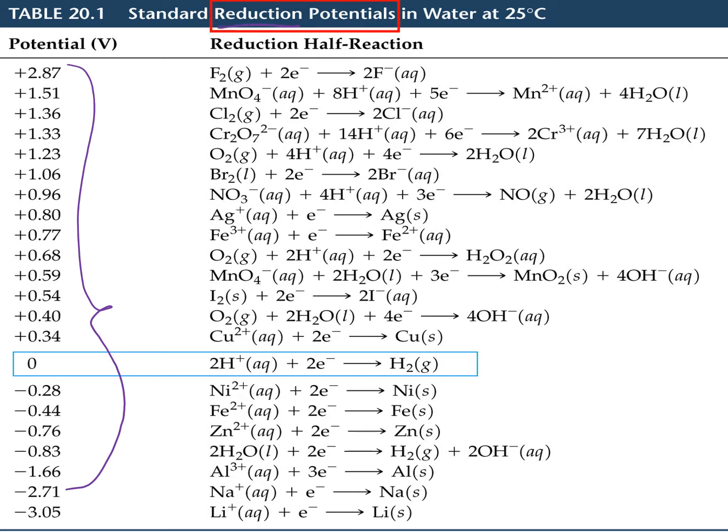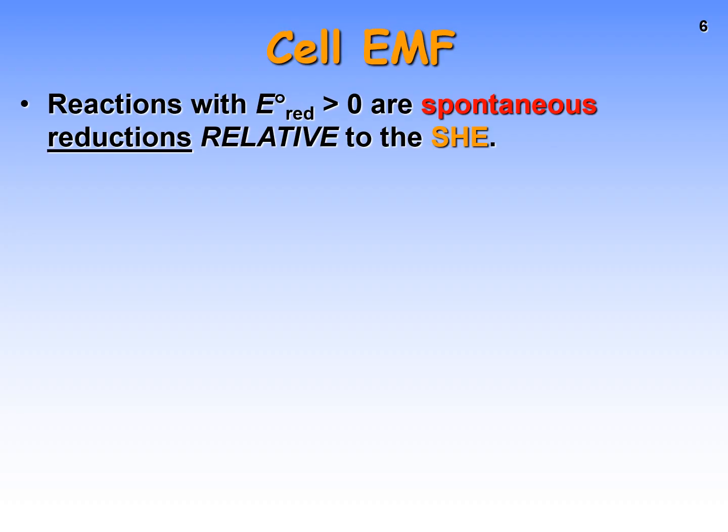All right, so let's continue on. Again, reduction is the key word here. These are all always going to be written as reductions, and it does not matter if you don't have this occurring as a reduction, you have it as an oxidation. We're still going to use this value when we plug into that equation. So one thing to think about is that anytime you have an E naught reduction that's greater than 0, that will be spontaneous reductions relative to the SHE. In other words, this guy is being oxidized. The SHE is oxidized in this scenario.